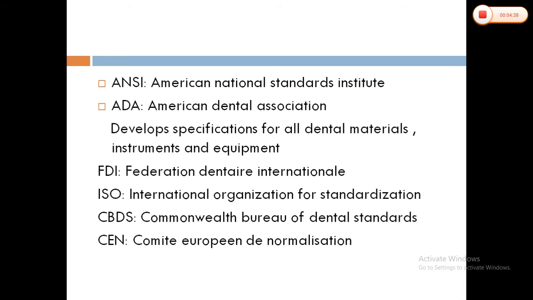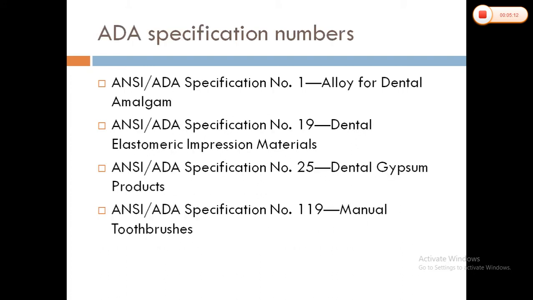There are certain other bodies like Comite European de Normalisation, Commonwealth Bureau of Dental Standards, etc. So these federations help in standardization of dental materials, instruments, and equipment. So they give certain specifications for each material. That's how these ADA specification numbers came into existence.